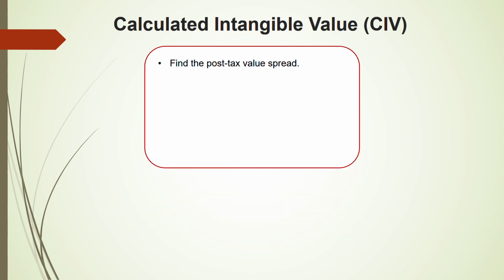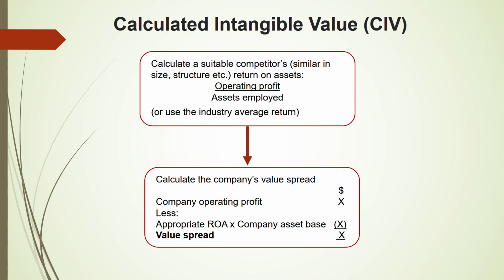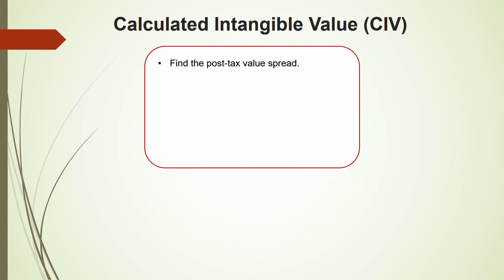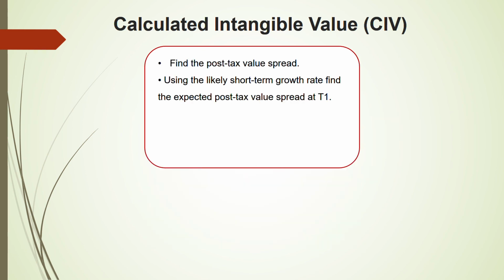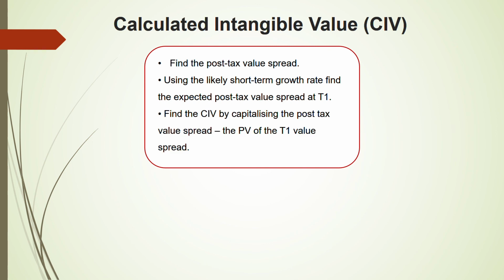That's the third step. You first find the post-tax value spread. So this value spread that you have found out, now you have to find after tax. Then you have to use a growth rate. They will give you the growth rate. Then find the expected post-tax value spread after the growth rate. And then find the calculated intangible value by capitalizing the post-tax value spread. How do you capitalize it? Whatever the post-tax value spread you have got now, you have to capitalize it. And that will be your calculated intangible value.